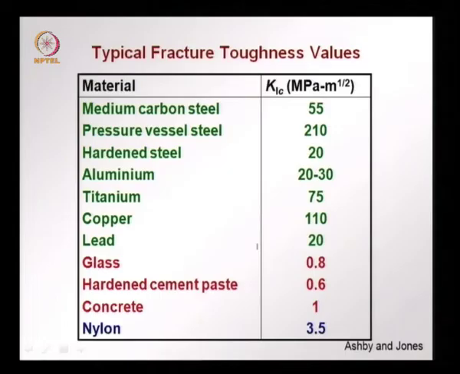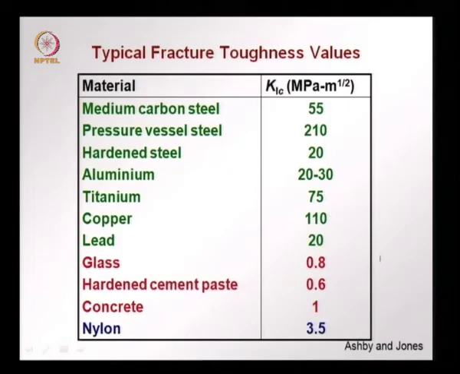Some materials that we can deal with in civil engineering are listed here. We have, like we said before, higher values of fracture toughness for metals: pressure vessel steel, 210 megapascal square root of meter, copper 110 and so on. So, metals have relatively higher fracture toughness values.